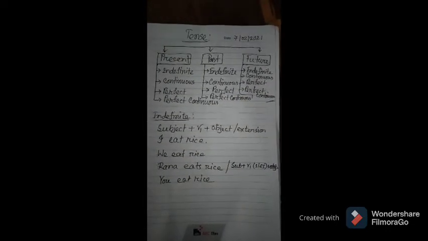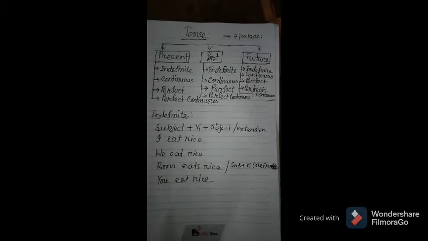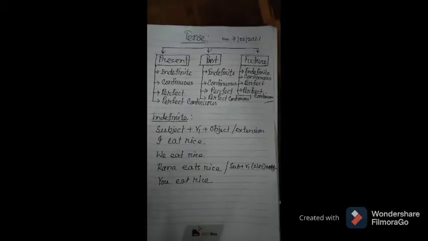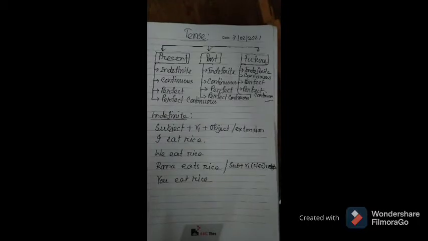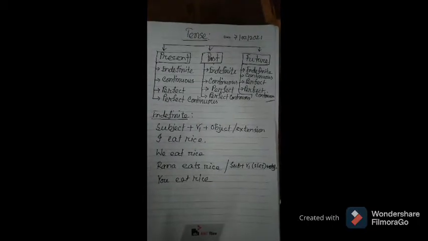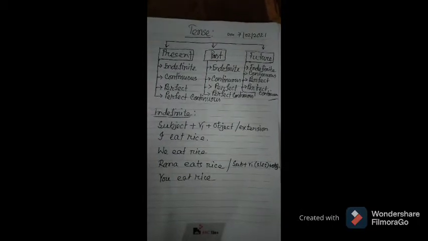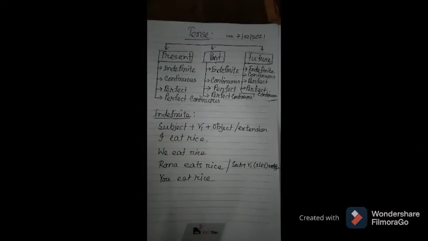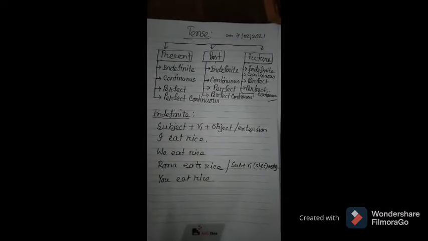In use of subject we can write first person, second person, third person. And the first person has two types: singular number and plural number. Second person, singular and plural number. And third person, singular and plural number. So let's see the examples. I tries. Here I is a subject.